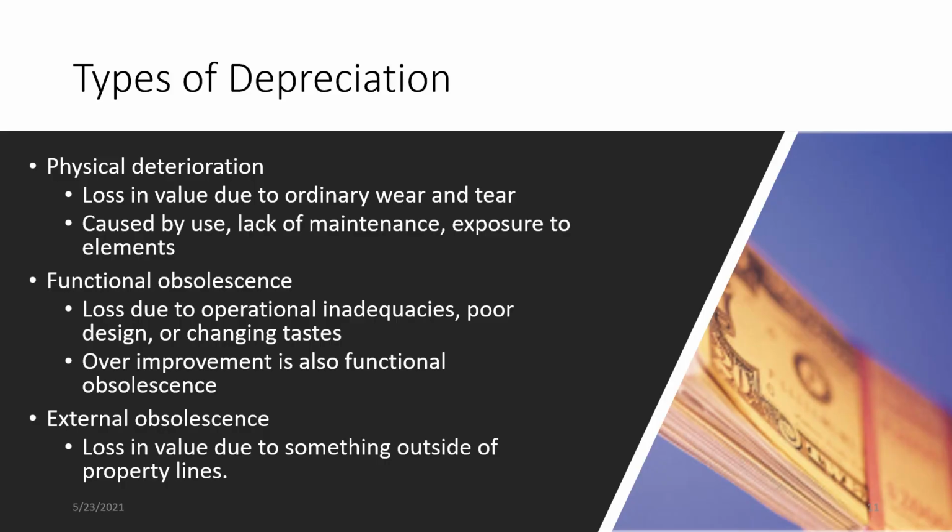Types of depreciation. Physical deterioration. That's the loss in value due to ordinary wear and tear. It's caused by use, lack of maintenance, and exposure to elements. Functional obsolescence is loss due to operational inadequacies, poor design, or changing taste. Over-improvement is also a functional obsolescence. External obsolescence is a loss in value due to something outside the property lines.